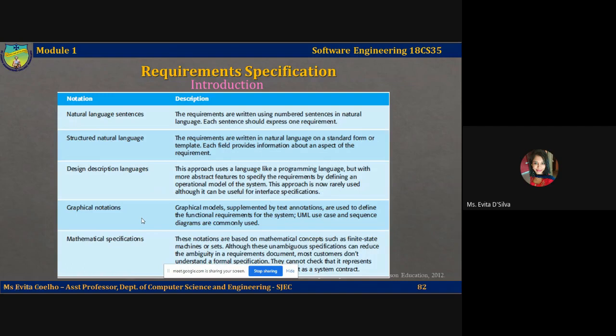Mathematical specifications. Formal mathematical specifications are sometimes used to describe the requirements for safety or security critical systems, but are rarely used in other circumstances. These notations are based on mathematical concepts such as a finite state machine, set theory, and so on.